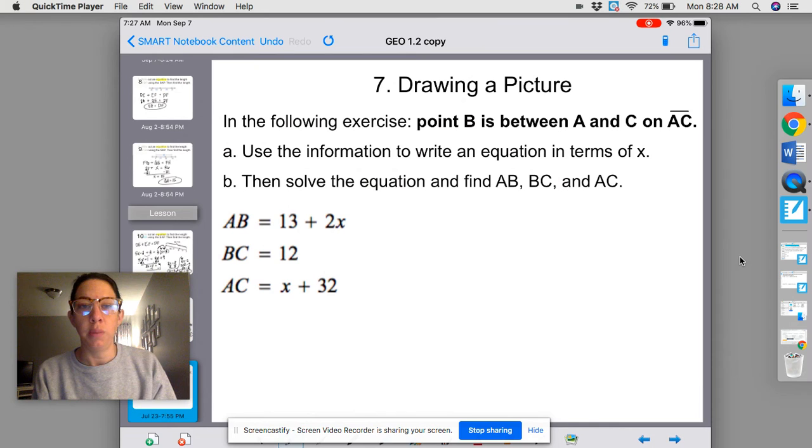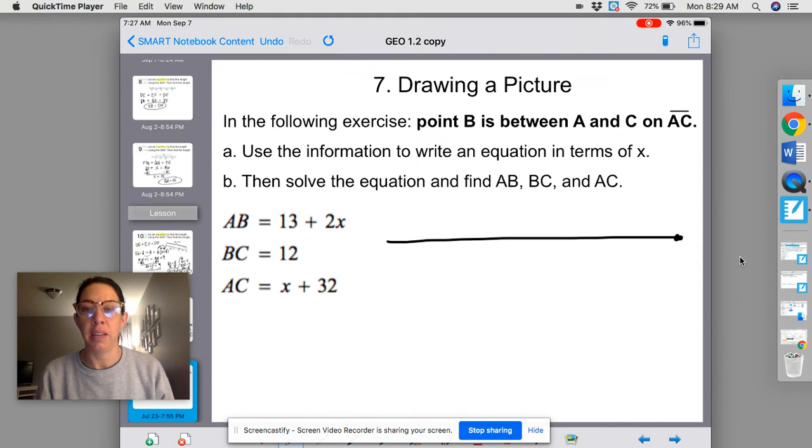And then we just have one more problem, and then we're finished with this lesson. So this is where you would have to draw a picture all on your own. I give you the clue that point B is between A and C on segment AC. But then I give you information about the length. So the first step is I'm going to draw the big segment. And I know B is somewhere in there between. And then A and C.